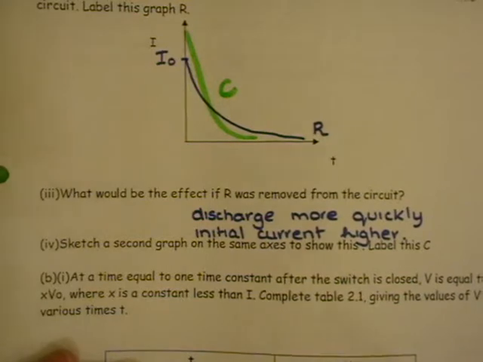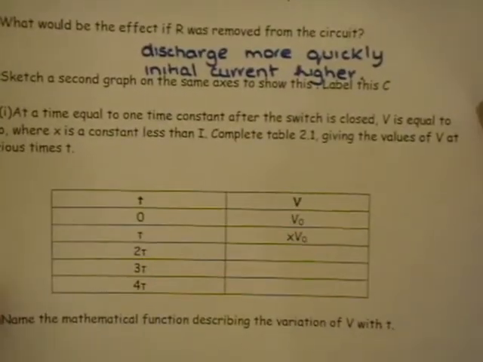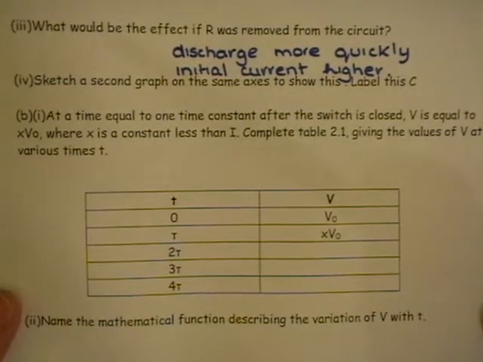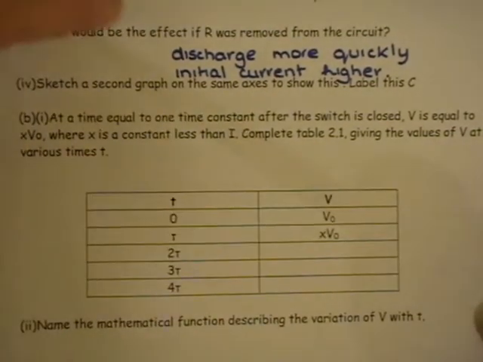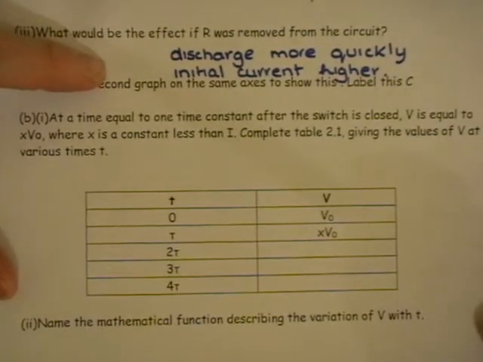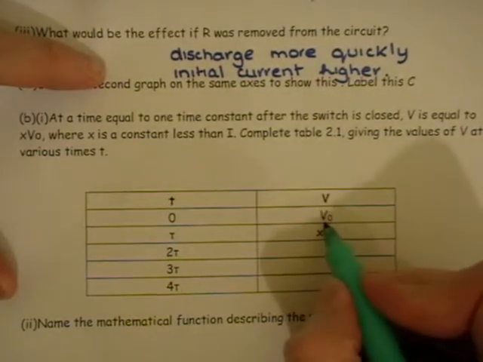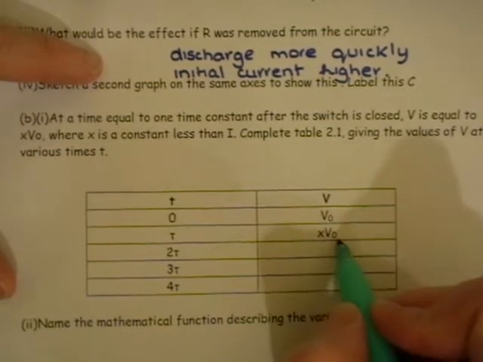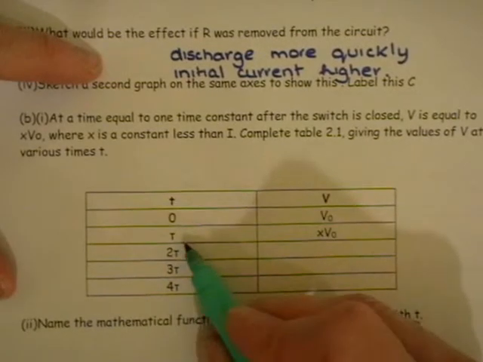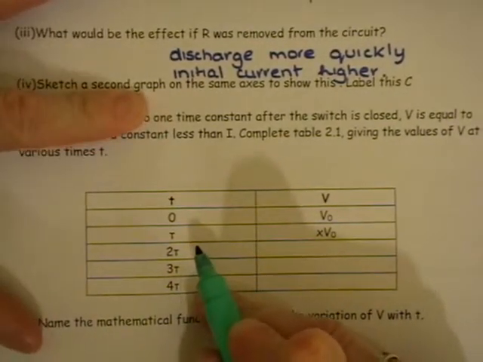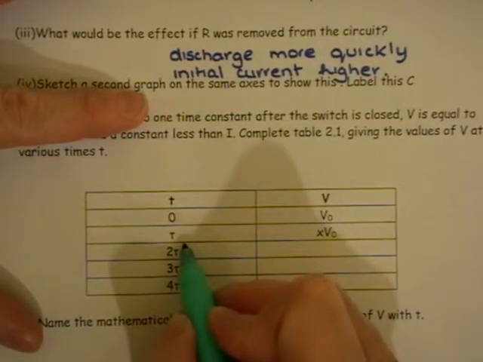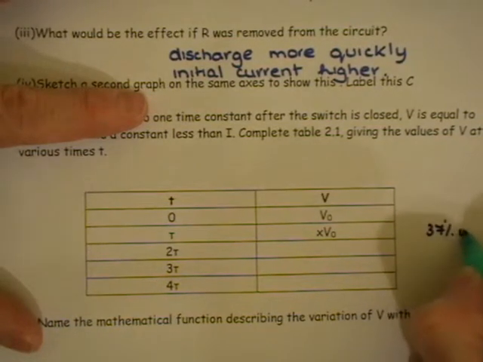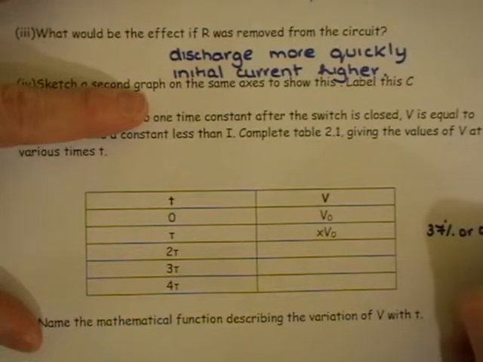At a time equal to 1 time constant after the switch is closed, V is equal to X times V0, where X is a constant less than 1. Complete table 2.1 giving the values of V at various times. So you know that at time t equals 0, V is equal to V0, but after time tau has passed, it has fallen to X times V0. Now you should remember from our calculations in your notes that once a time equal to the time constant has passed by, your voltage has now dropped to 37% or 0.37 of V0.